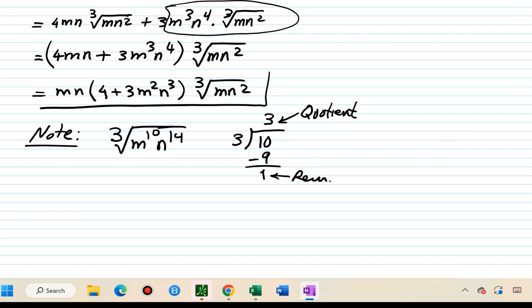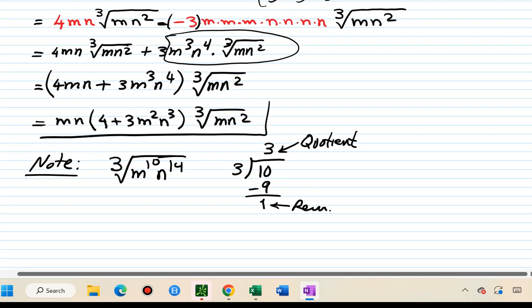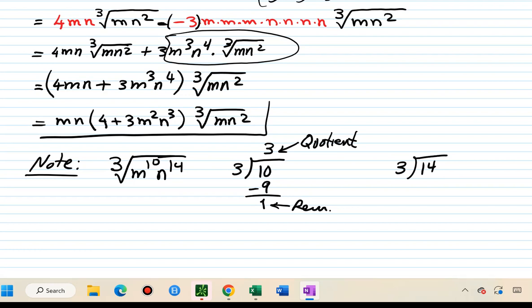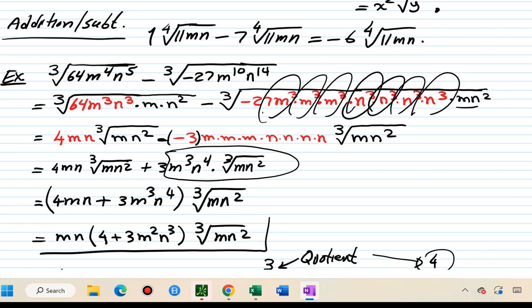And this tells me there are 3 groups of m cubes. You see that? 1, 2, 3. And if we do 14 divided by 3, how many groups of n cubed are in 14? Well, 4 times 3 is 12. Subtract, we have 2. That's the remainder. This is the quotient. There are 4 whole groups of n cubed. 1, 2, 3, 4. Okay, that's why that long division works, because we did it the longhand.